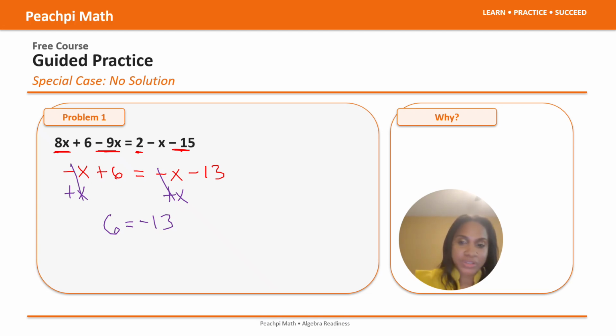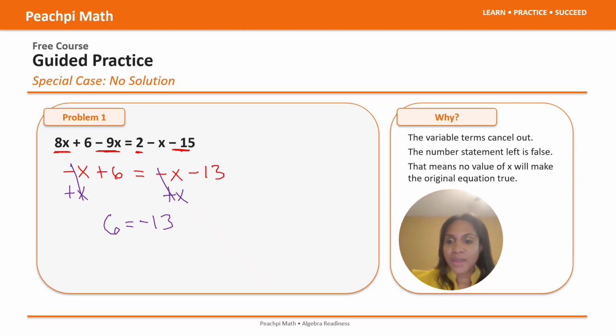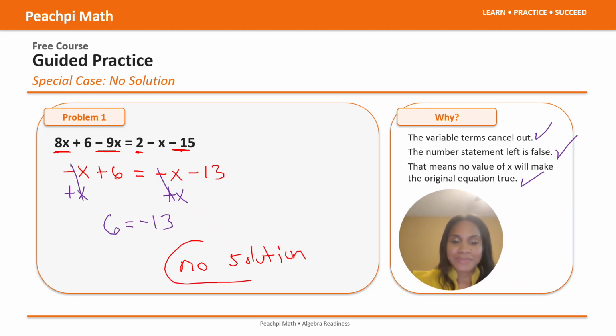So my answer is that there is no answer. Why? The variable terms cancel out. The statement is a false statement. This means no value of x will make the original equation true. So the answer to this problem is that there is no answer. So my answer, you will simply put no solution.